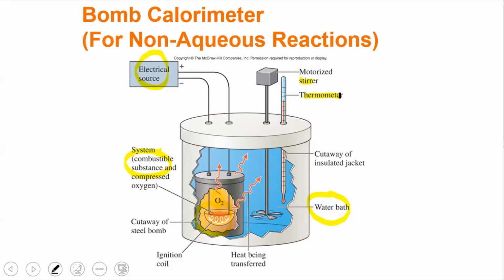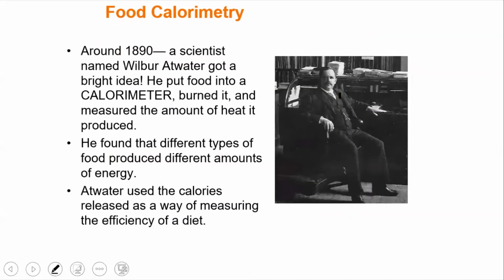All right. Before we do that, let me tell you a little bit of history here. Around 1890, a scientist named Wilbur Atwater had the idea of putting food in a calorimeter, burning it, and measuring the amount of heat produced. And he found that different types of foods produce different amounts of energy.